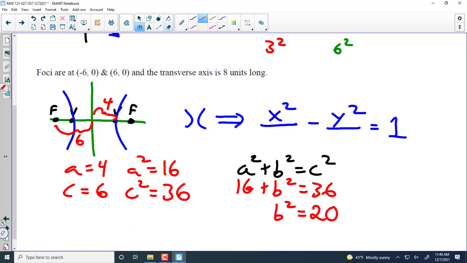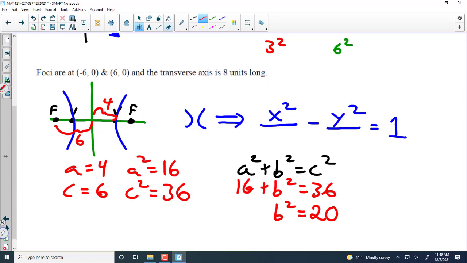Because this one gives you the foci, it does not directly give you any information about your conjugate axis. So for this one, either in your head or on your paper, you're going to have to use that a squared plus b squared equals c squared formula to find your missing value. You can get a from the picture because a is the distance from center to vertex. You can get c, because c is the distance from center to focus, and therefore you can get a squared and c squared. And if you know a squared and c squared, and you know the formula a squared plus b squared equals c squared, then you can figure out what b squared is.